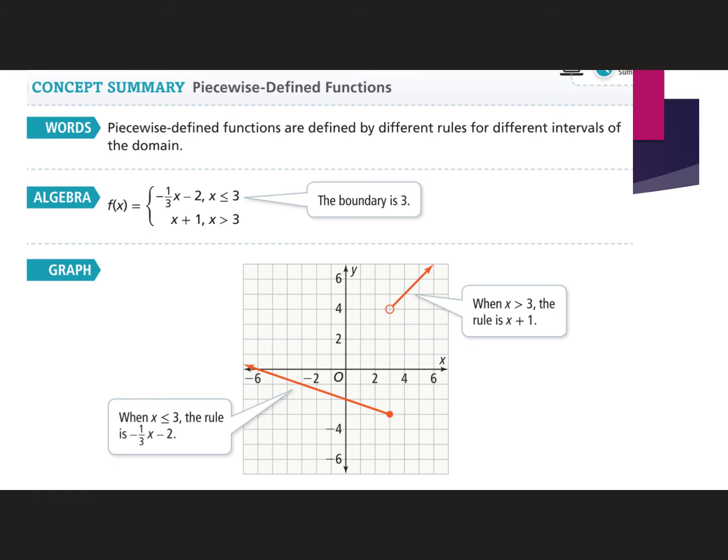Just a quick summary of what we've gone over here today. A piecewise function is defined by different rules for different intervals. Remember, intervals are always our x values. Here you can see in algebra, our boundary is 3. And we have different rules for the different parts of the function. And here's a graph of it. You'll see that these are not actually directly above each other. This is all the way to 3, and this is anything greater than 3.